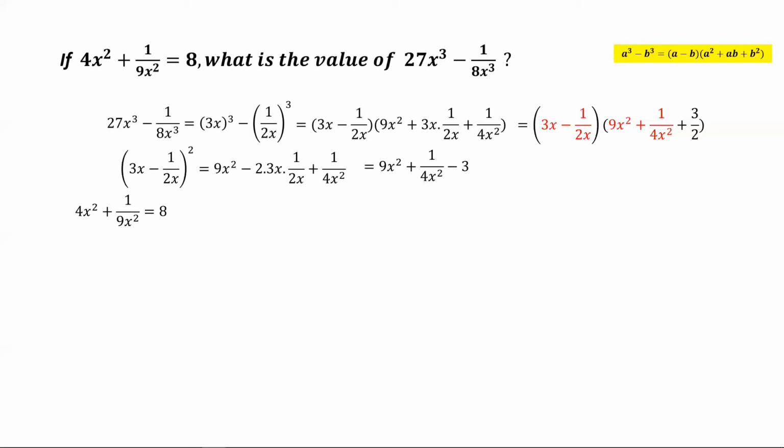A little bit of inspection, and it's easy to see that if you take 4x squared plus 1 by 9x squared equal to 8, which is what's given, and multiply both sides by 9 by 4, then on the left-hand side I end up with 9x squared plus 1 by 4x squared, and the right-hand side becomes 8 multiplied by 9 by 4, which is 18.